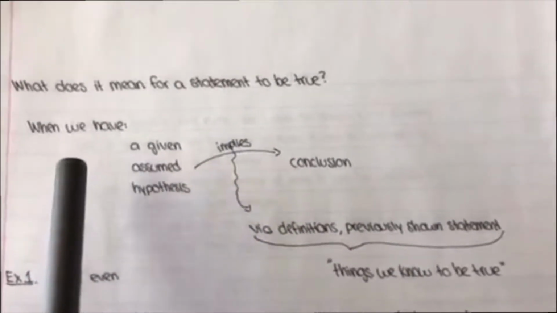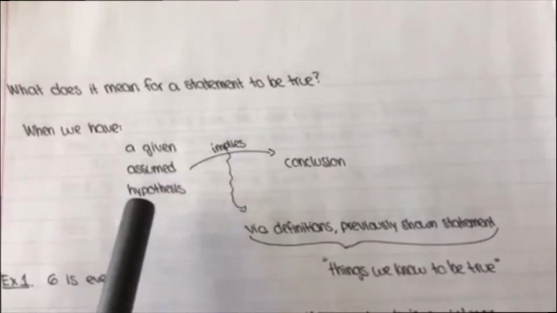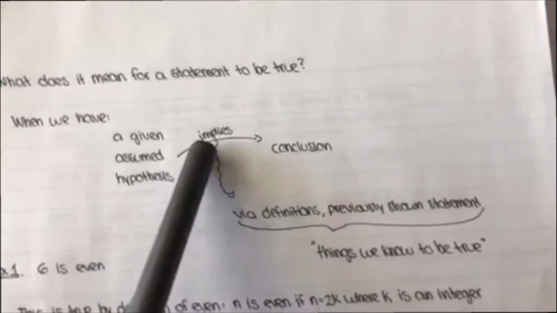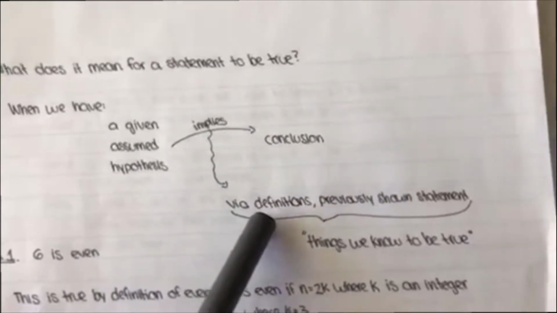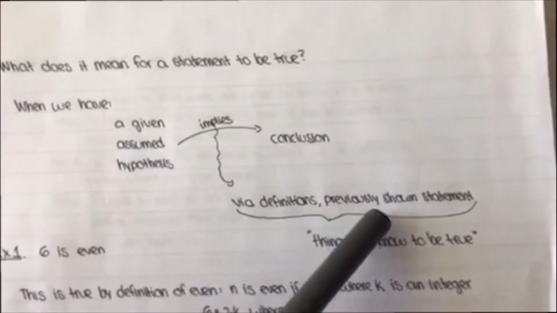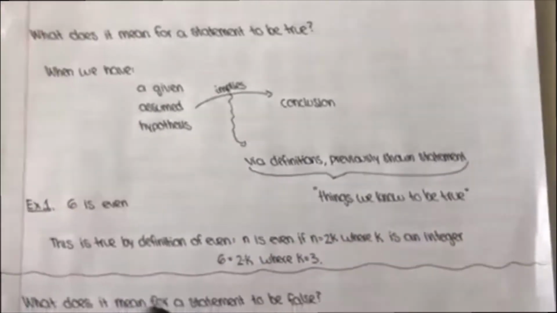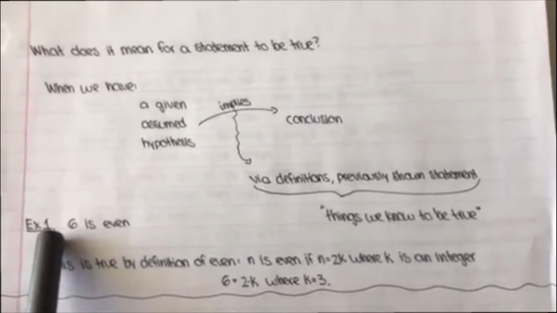A statement is true when we have a given, or assumed, or hypothesis that implies a conclusion. The implies part has been shown via definitions or previously shown statements. So, things we know to be true. So an example. Example 1.